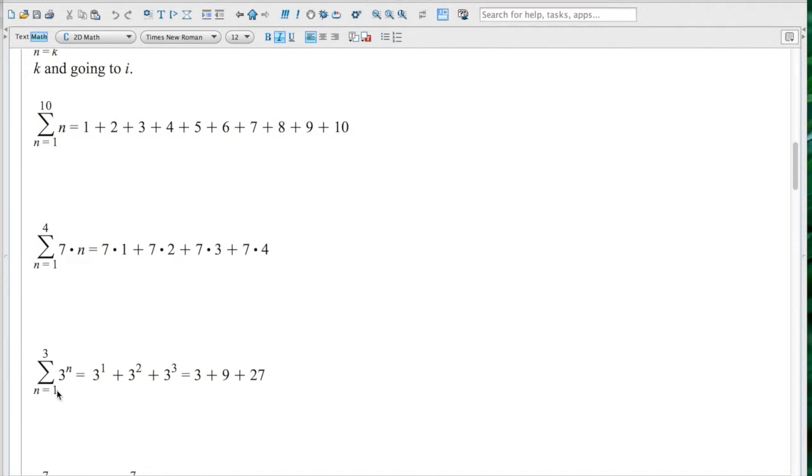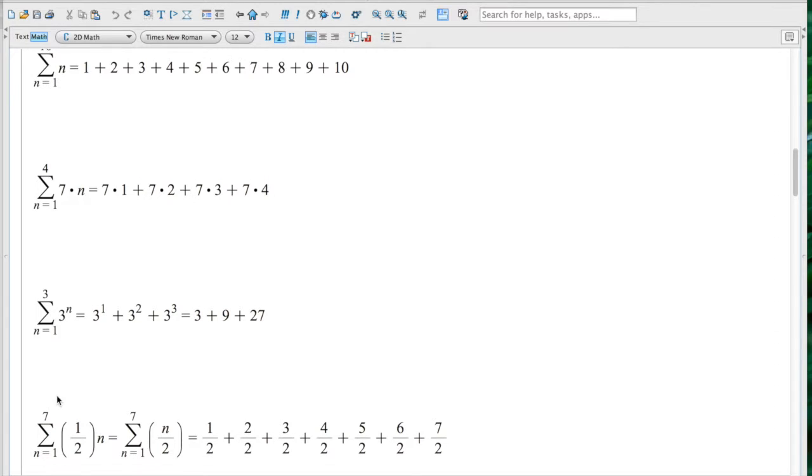Here we have a function that's a little bit more complicated. The function is 3 to the n, and we're iterating from 3 to the first, 3 to the second, 3 to the third. And if you evaluate this, 3 to the first is 3. 3 squared is 3 times 3, which is 9. And 3 cubed is 3 times 3 times 3, which is 27. And you would add across those.